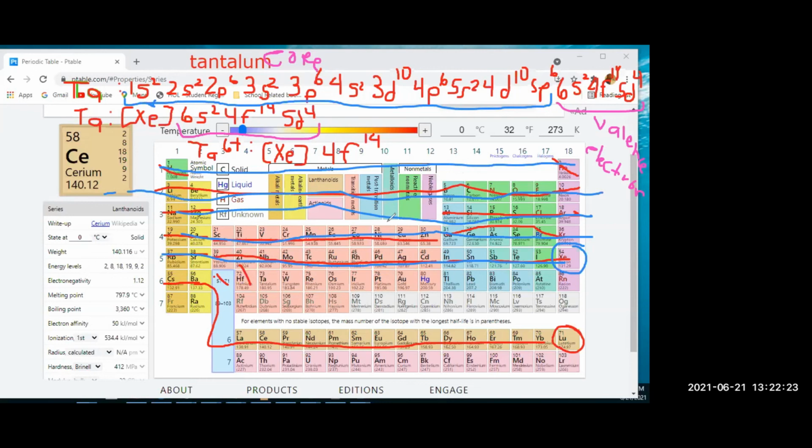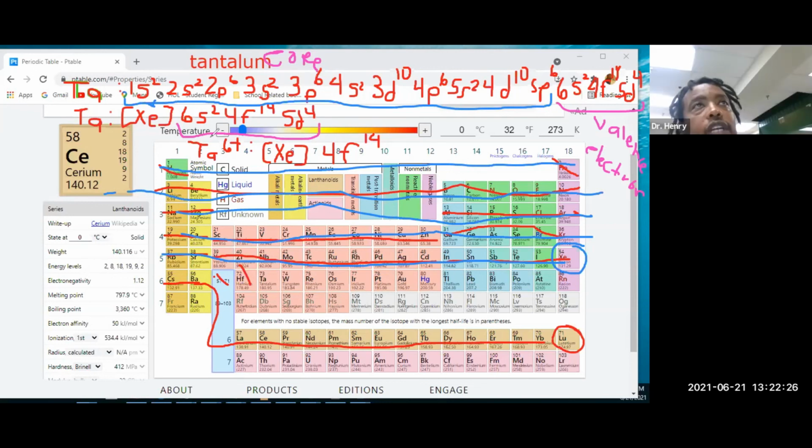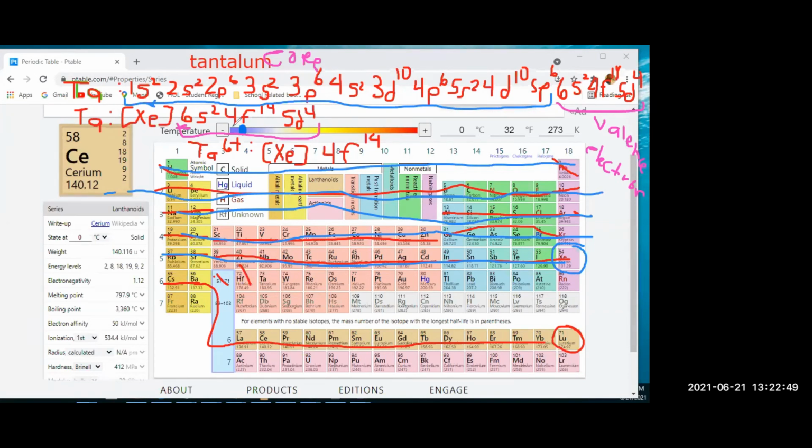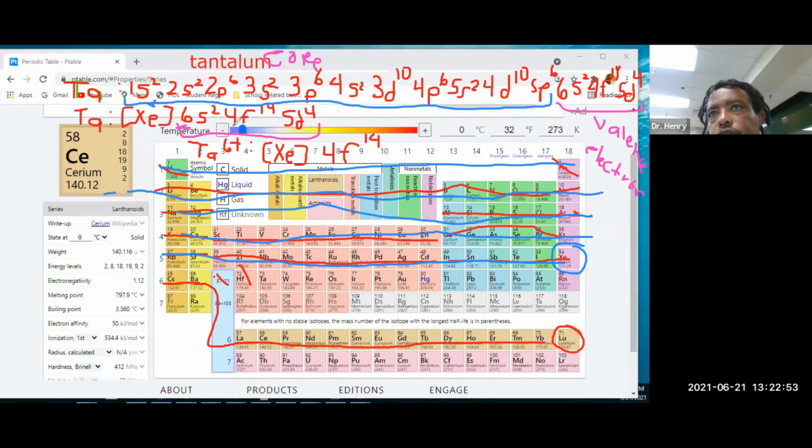Okay, good. Now when we're removing electrons, we always want to remove from the highest period or the highest level, right? So 6 is greater than 4. So we're going to remove from 6 first. Then we're going to remove from 5. And then if we need to remove, we'll remove from 4. Does that make sense? Yes. Okay, good. Any other questions on this? Those are good questions.